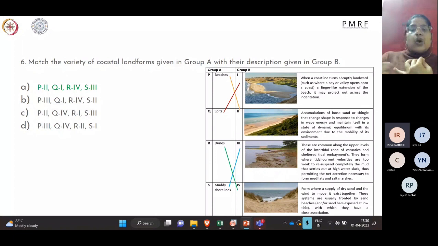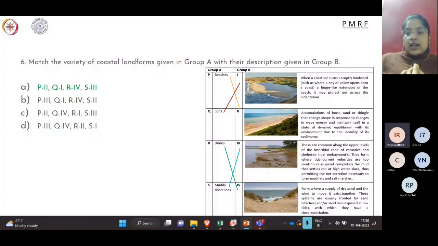So we call them spits because the coastal areas are being split into two or more divisions. As the image shows, this is what a spit looks like. So that matches with one, and then dunes are basically formed when there's a supply of dry sand and wind, which moves it to exist together.